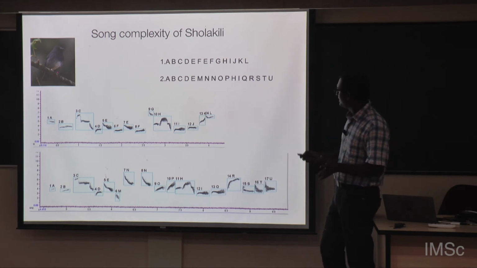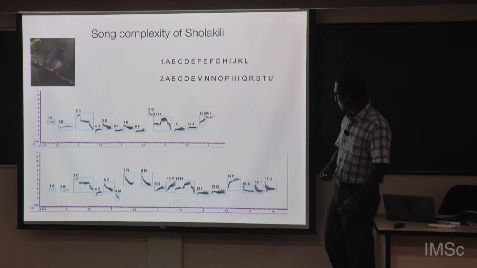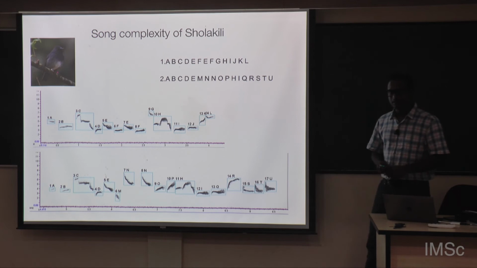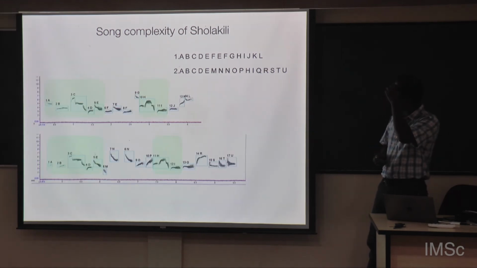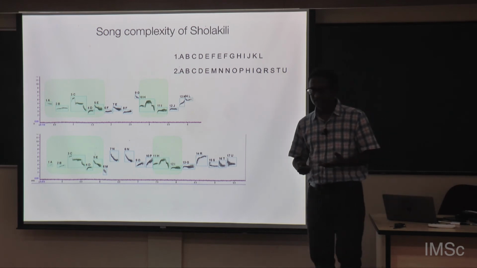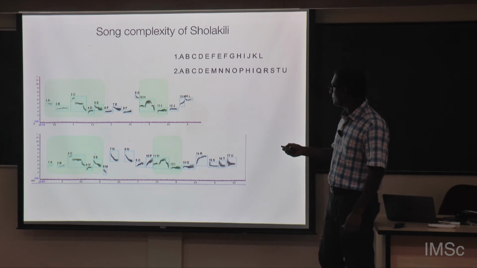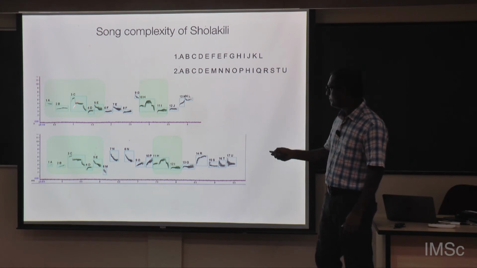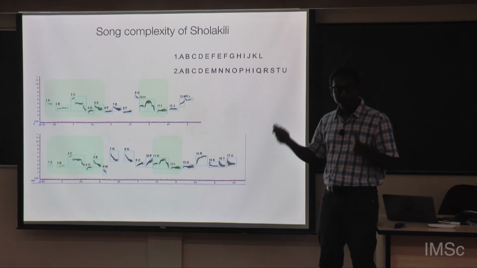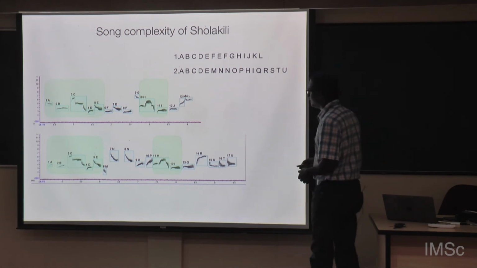But you can see that if you were to classify this, you could say that's A, B, C, D, F, G, H, I, J, K, L, and then this is the other sequence, right? And what we want to understand is how much variation there is in different individuals. So you can see that some elements actually repeat as complete sets, while some others can just occur by themselves.